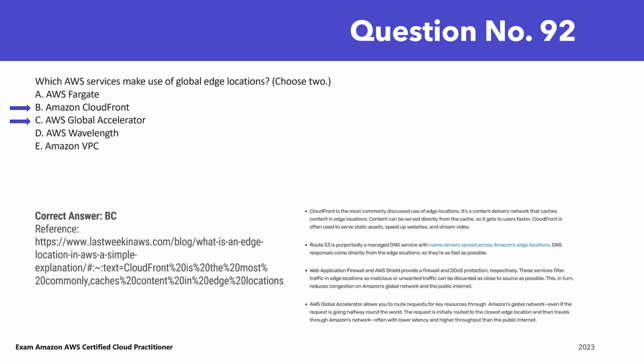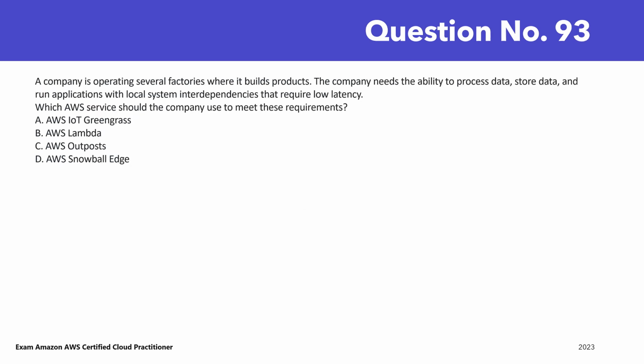A company is operating several factories where it builds products. The company needs the ability to process data, store data, and run applications with local system interdependencies that require low latency. Which AWS service should the company use to meet these requirements? A. AWS IoT Greengrass. B. AWS Lambda. C. AWS Outposts. D. AWS Snowball Edge. Correct answer, B.